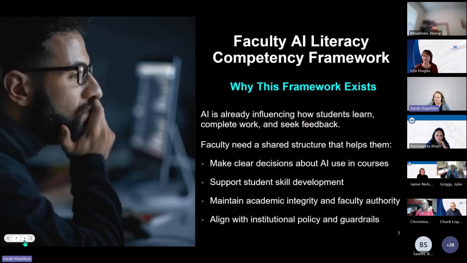So I'm going to turn it over to Pari to introduce our faculty AI literacy competency frameworks.